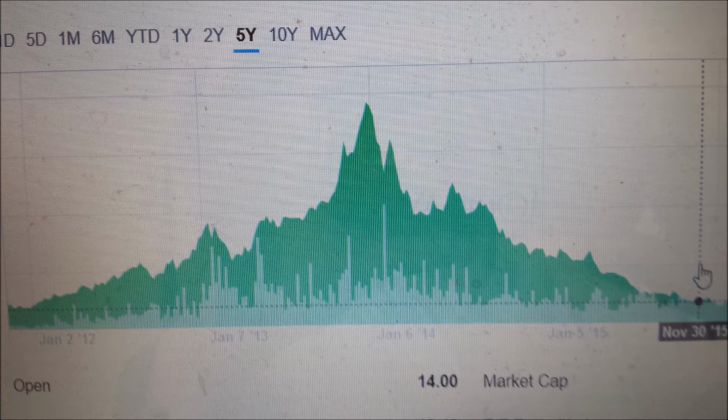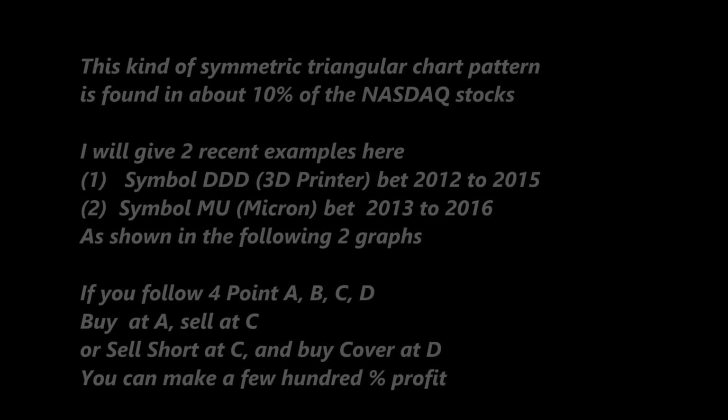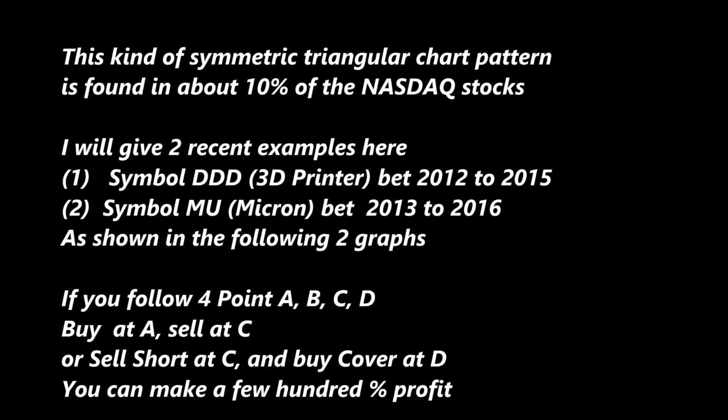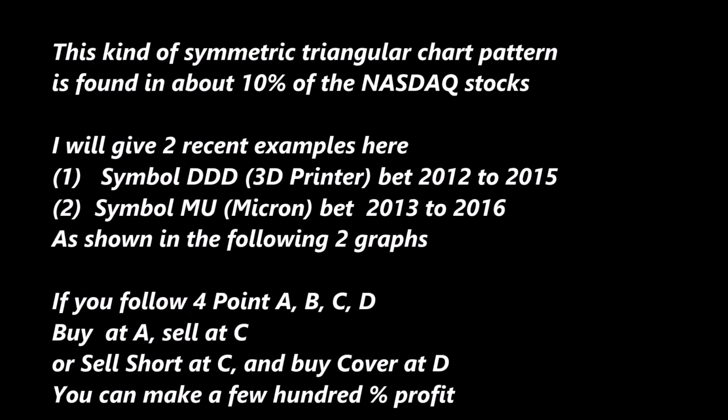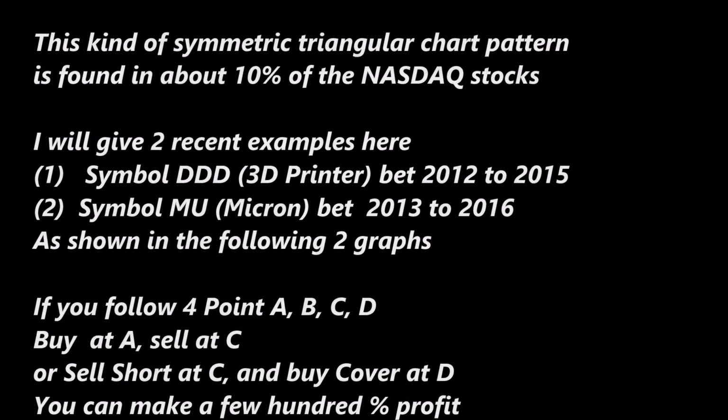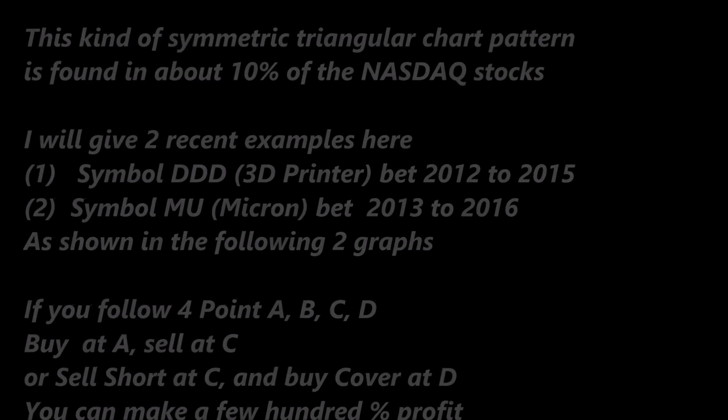This is the graph of 3D printer, symbol DDD. You can plot it yourself. It's very easy to do. Just look at the perfect symmetrical pyramid. Just follow the A, B, C, D system. Draw 2 lines, the top 20% line and the bottom 20% line, and you're going to make some good money.